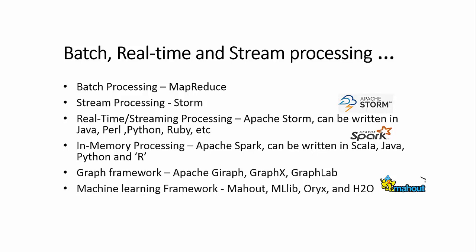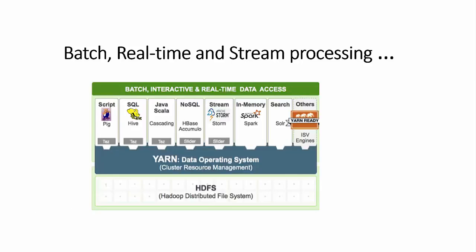Moving on to the machine learning frameworks, we have Mahout, MLlib, Oryx, and H2O, which are commonly used machine learning frameworks. At a high level, Mahout is a library on top of MapReduce, although there are plans to make Mahout work on Spark. MLlib is a machine learning library for Spark. Similarly, Oryx and H2O are standalone special purpose machine learning engines. The way in which these different frameworks or languages are integrated into Hadoop is shown in this picture.